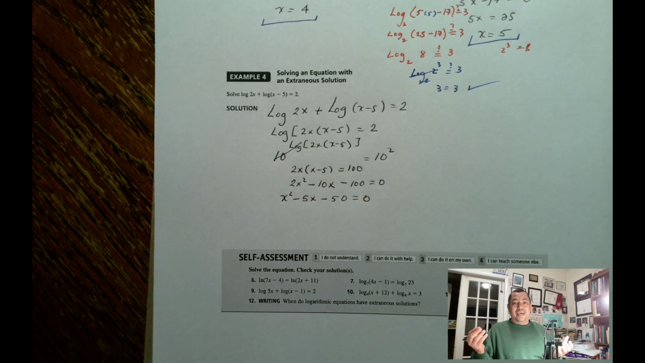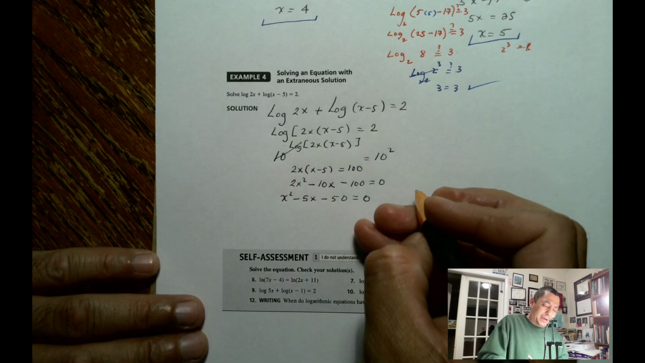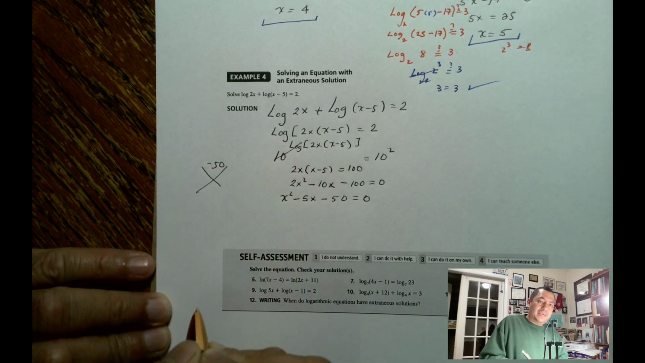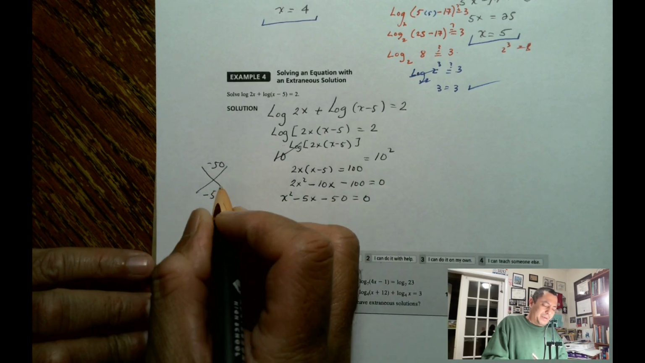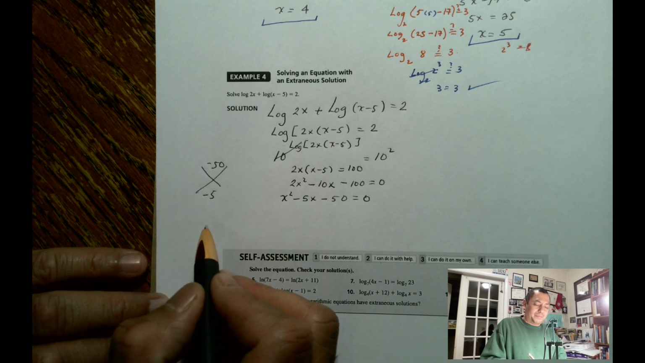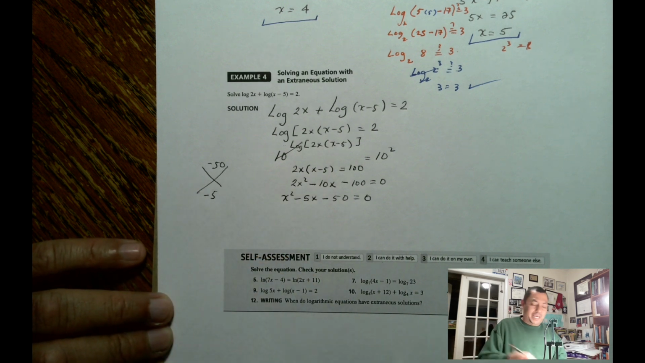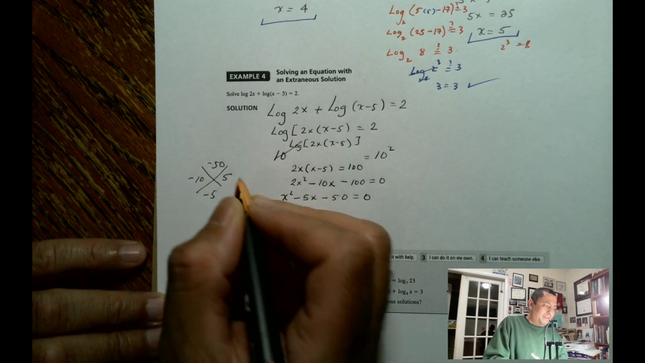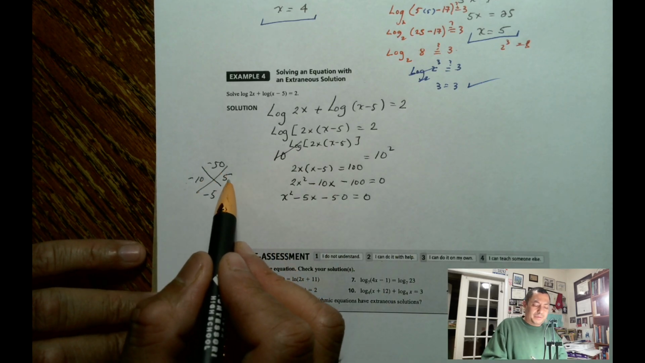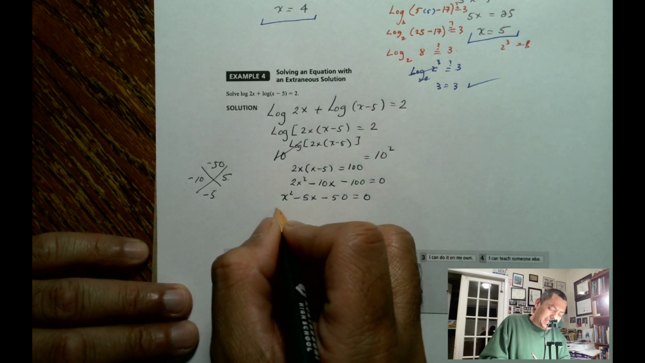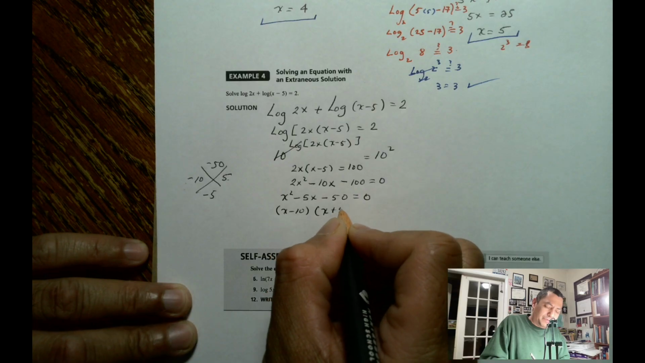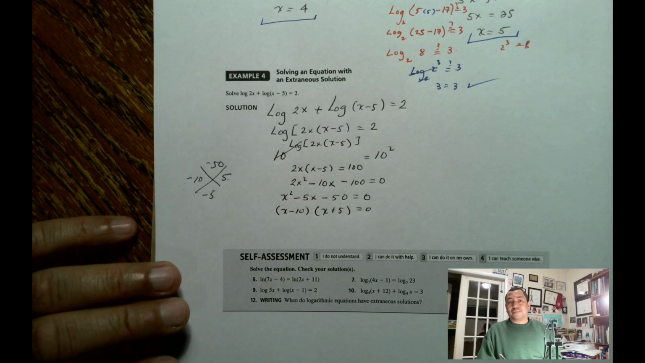And now I'm going to use the X box method. Remember, if I write an X, I'm going to have negative 50 at the top and negative 5 at the bottom. I need two numbers that multiply to give me negative 50 and add to give negative 5. Negative 10 and 5: negative 10 times 5 is negative 50, and negative 10 plus 5 is negative 5. So in this case, I have (x minus 10)(x plus 5) equals 0.